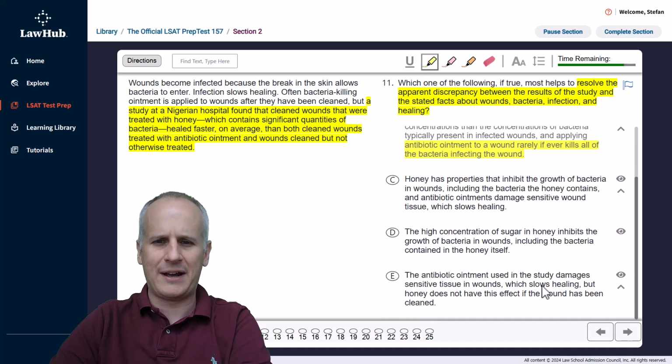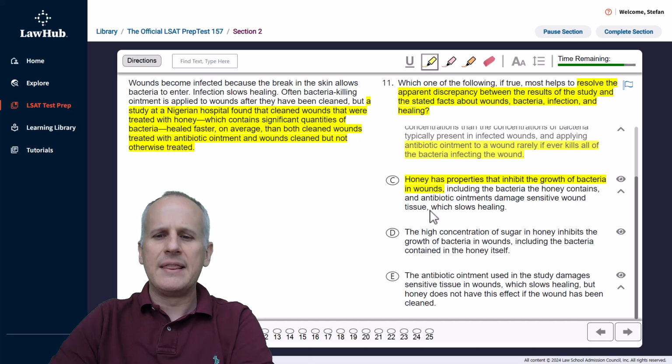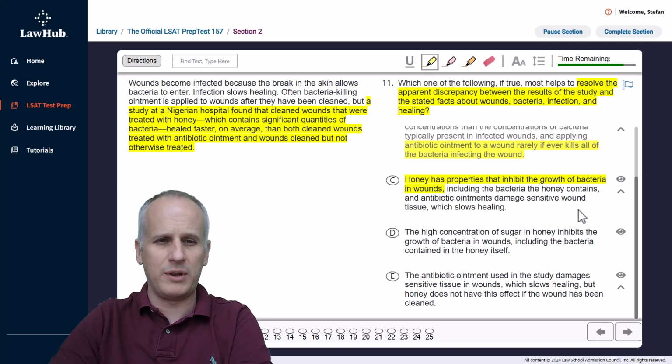So we'll scroll down now knowing that choice A and B have been eliminated. Now looking at choice C, honey has properties that inhibit the growth of bacteria in wounds. Okay, well, this is part of the issue we had predicted. We needed to show why honey was good, and choice C does that. Then, including the bacteria the honey contains. Okay, so honey is going to not only inhibit the growth of bacteria in the wound, but also in the honey itself. So we know that honey across the board is good against bacteria, which is part of what we need to explain the results of this study.